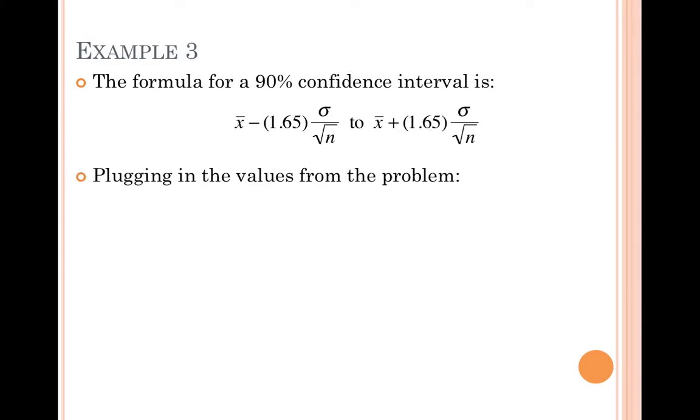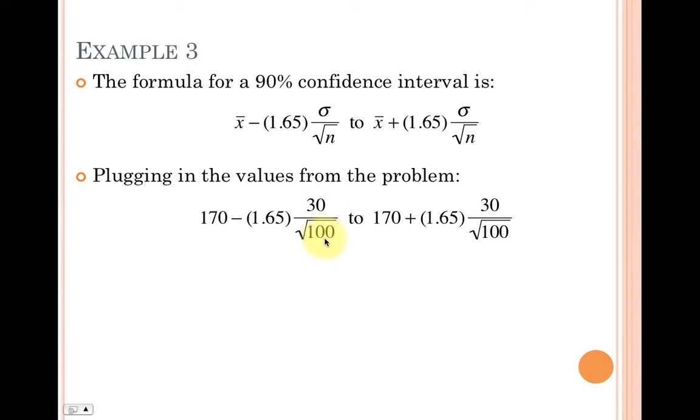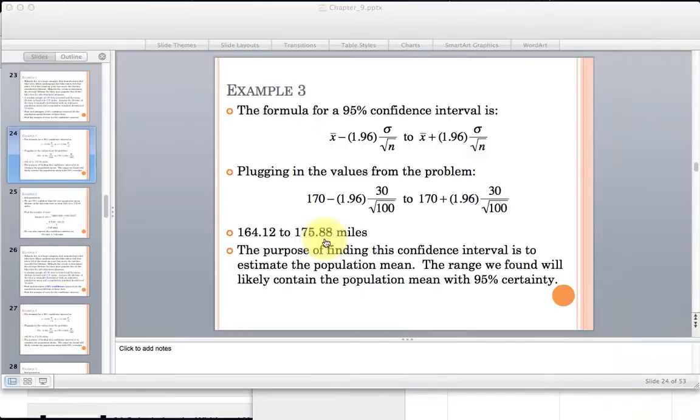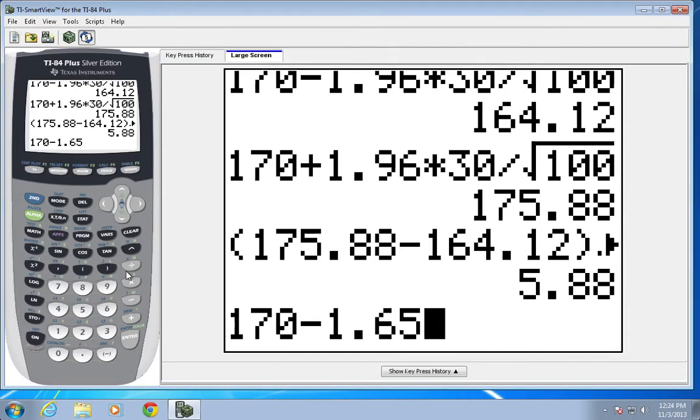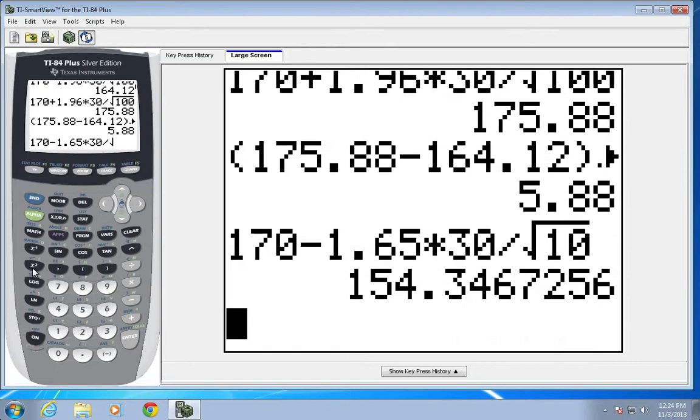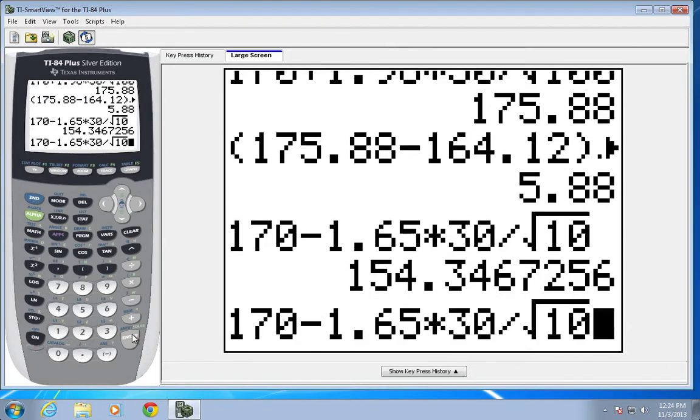So if we plug in our 170, 30, and 100 for the sample mean, population standard deviation, and sample size, we're going to get different values. Going back to the calculator, we have 170 minus 1.65, that's our z-score for a 90% confidence interval, times 30 divided by the square root of 100. So our lower limit, oops, I put in square root of 10 by mistake. So let's fix that.